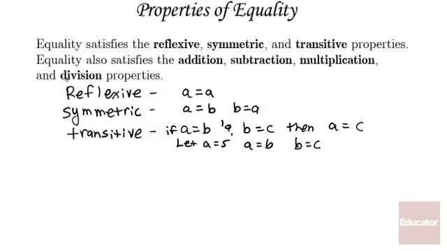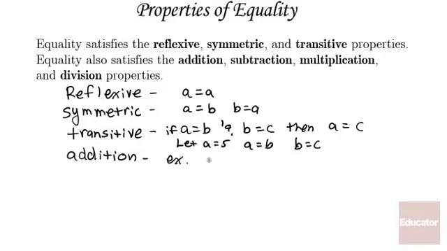Okay, those are the first three properties discussed up here, but equality also satisfies the addition, subtraction, multiplication, and division properties. And these are properties that you've used before in Algebra 1. And again, you can review these in detail in the Algebra 1 lessons. To refresh them here, the addition principle says that if the same number is added to both sides of the equation, the resulting equation is true.